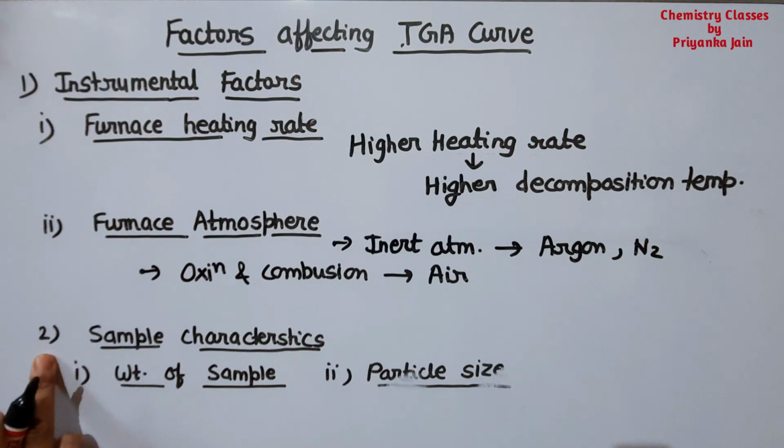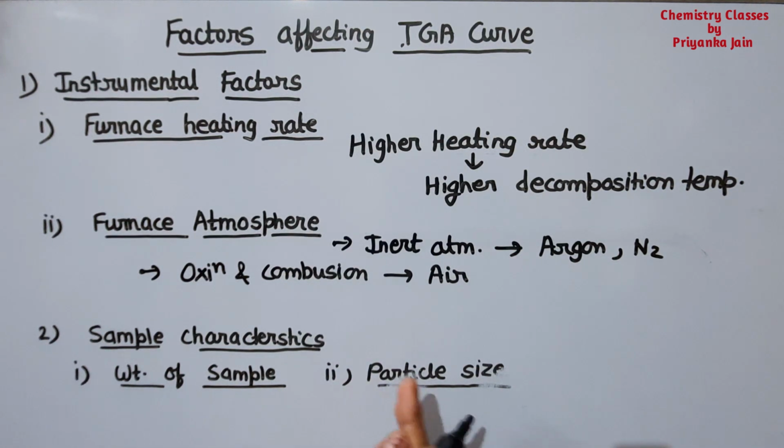Now we come to the second point, that is sample characteristics. First thing is the weight of the sample. We should take a little weight of the sample for the precise analysis. And second thing is the particle size. The particle size, we know, should be small and uniform.